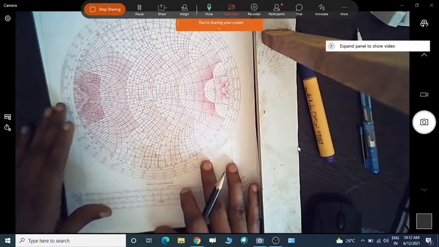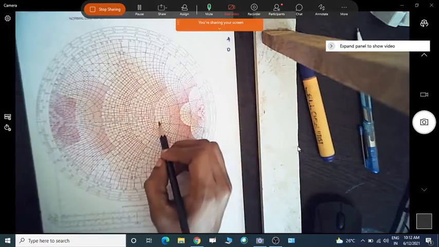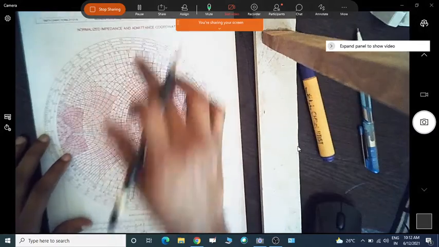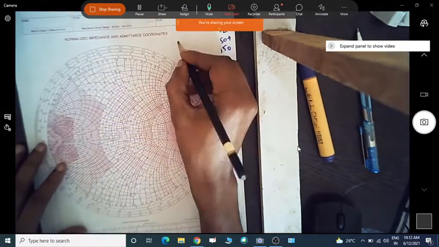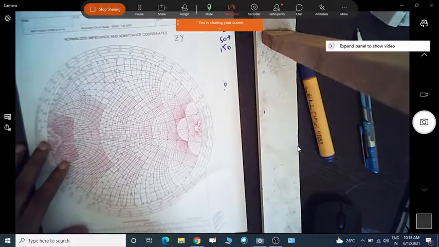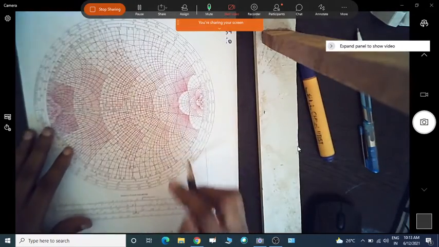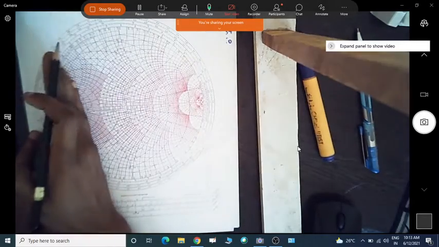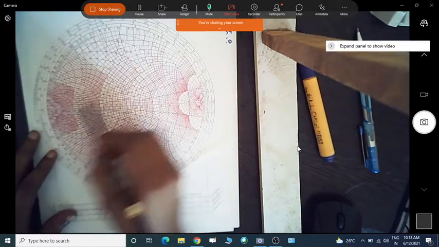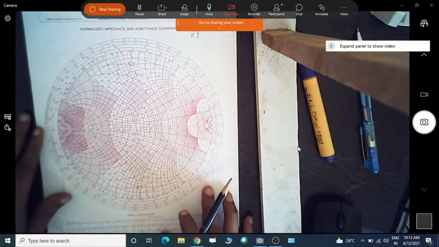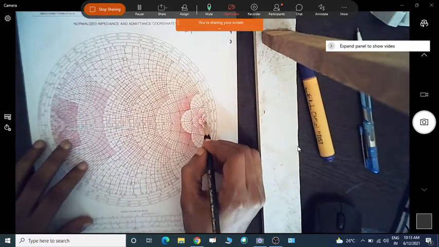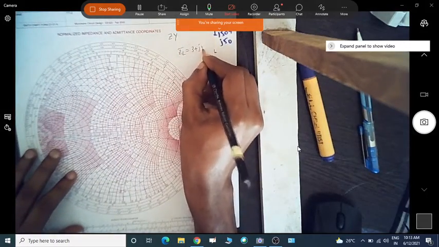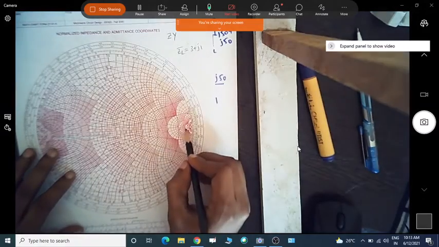Now you can see here the resistance values. This chart has both impedance as well as admittance, so we will call it the ZY chart. If you have only the standard Smith chart, you can see the resistance part only from one side. So now let us mark the point where ZL bar is equal to 3 plus j1.